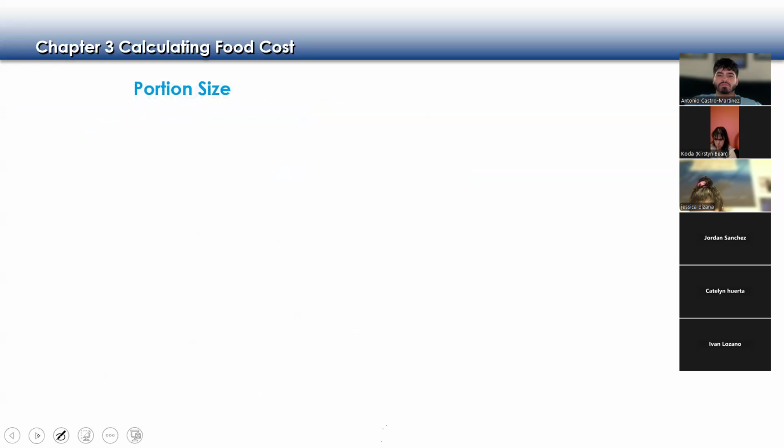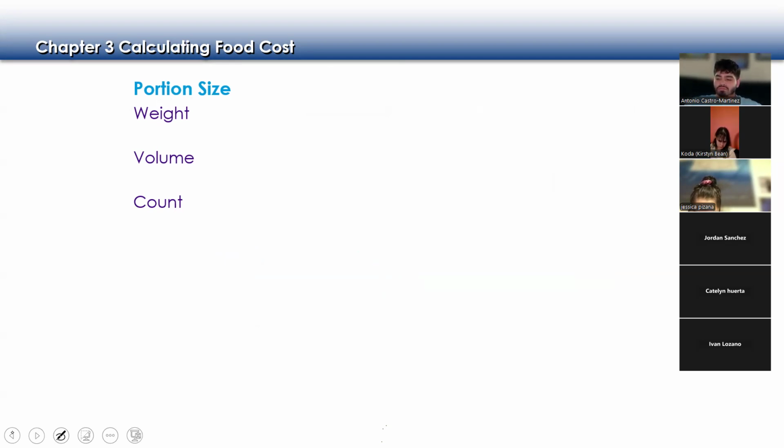The other ways that our recipe will help us is to determine our portion size. Our recipe will tell us how many portions we're supposed to get out of that recipe. So if it tells me that I'm supposed to get 30 servings, what happens if I only get 28 servings? Is that a bad thing? Yes. Because if I'm supposed to get 30, I'm supposed to be able to sell 30.